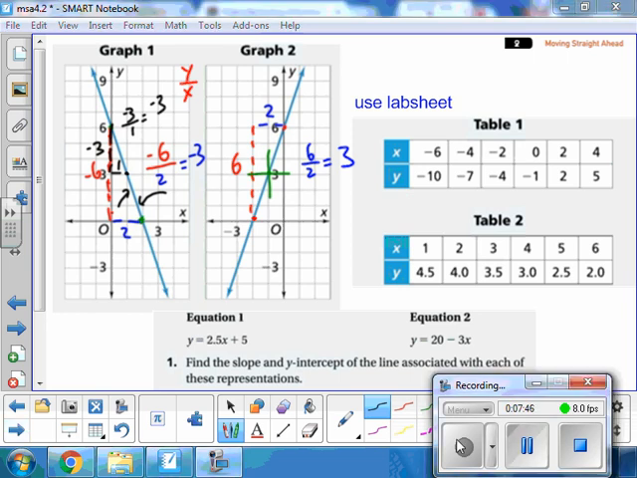All right, let's talk about the tables. I'm going to speed this up a little bit. For table 1, actually, why don't you pause it and try it, and then I will do it.